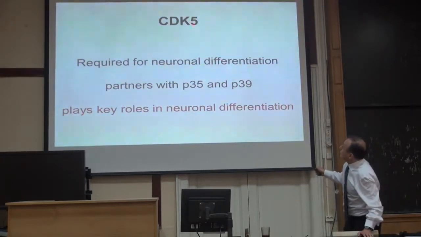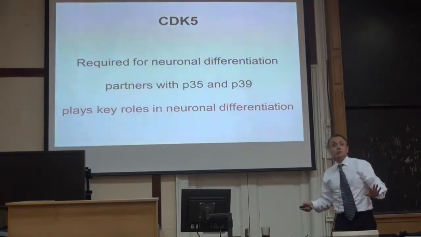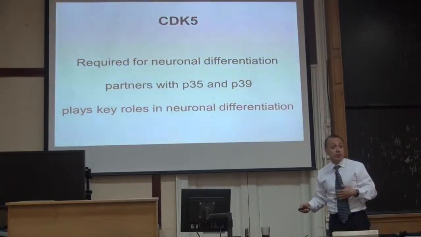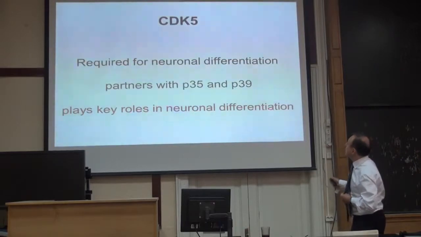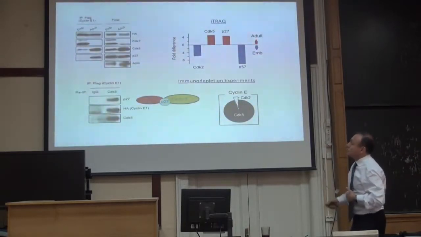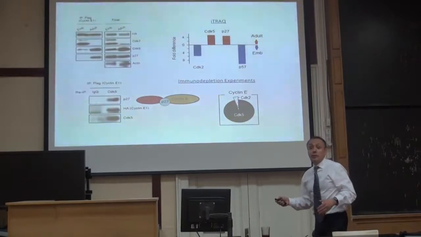It is required, together with CDK5. It's not expressed in proliferating cells, it is expressed in differentiating cells, and it plays a key role in neuronal differentiation. So first of all, we verified what we found by mass spec.